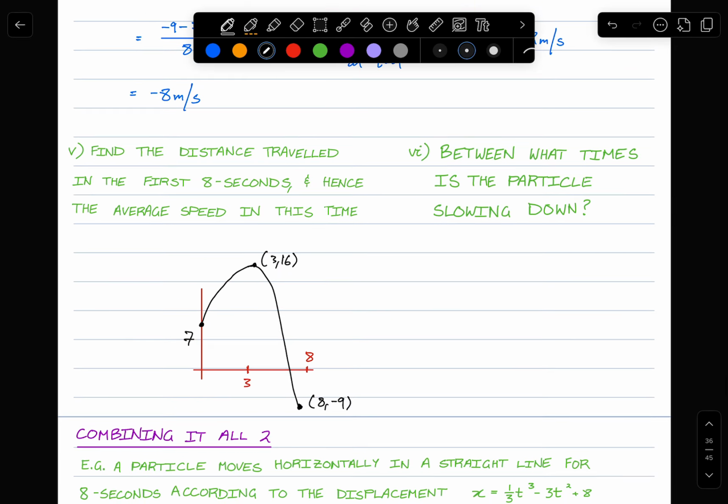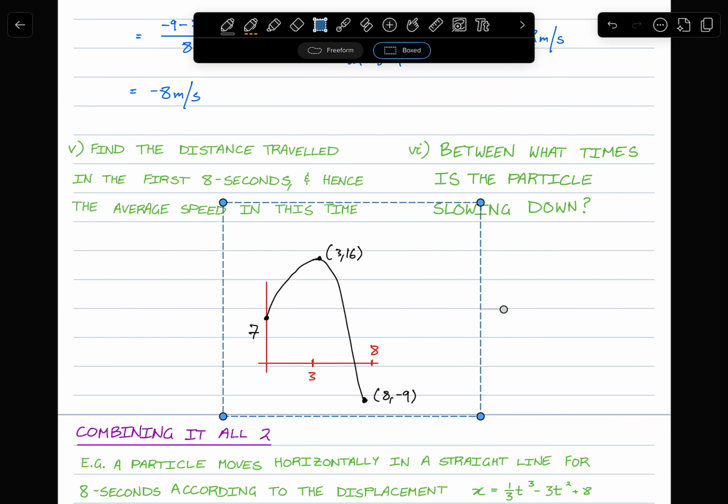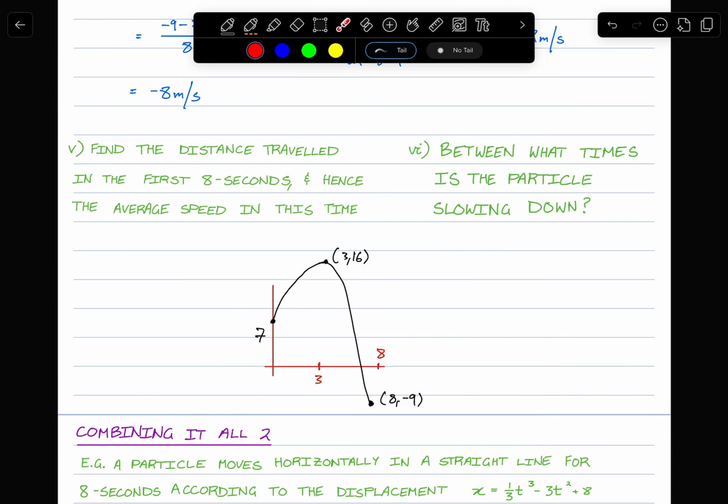Now, to calculate the distance traveled, remember we have to factor in that turning point. So the distance traveled is from 7 till 16, which is 9 meters, plus from 16 all the way down to negative 9, which is 16 plus 9, another 25 meters. So the total is 24 meters.